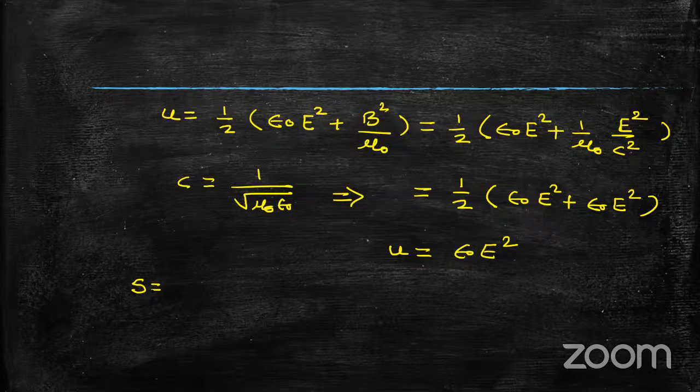What is the formula for S? 1 upon mu E into E cross B. What is the formula for S?